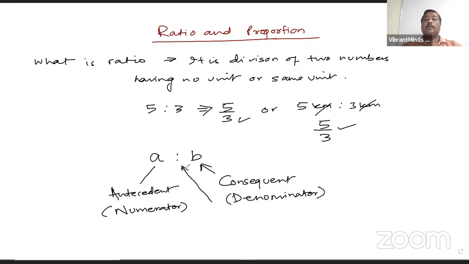Now this is your ratio sign, which is written as a colon. So this, when written as A/B, is also read as A is to B.